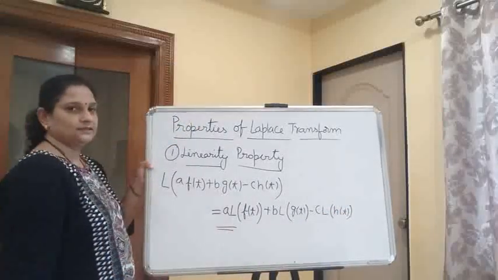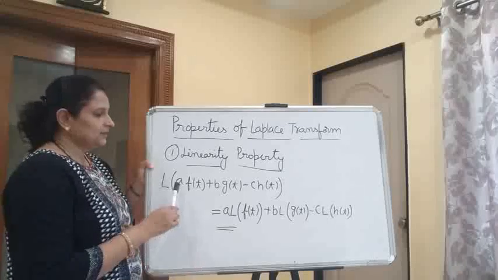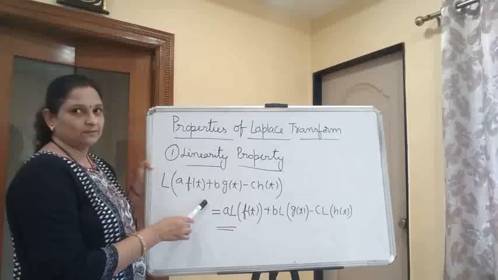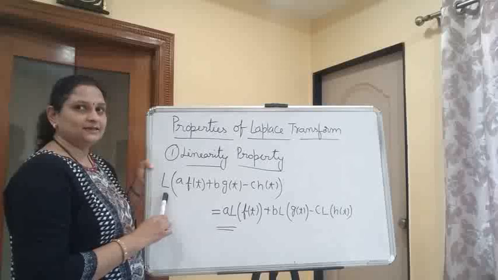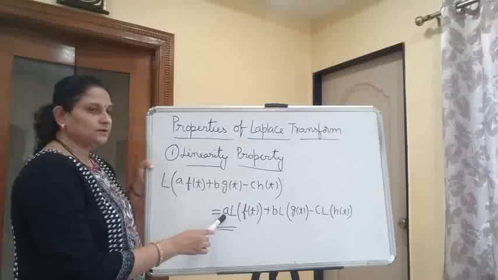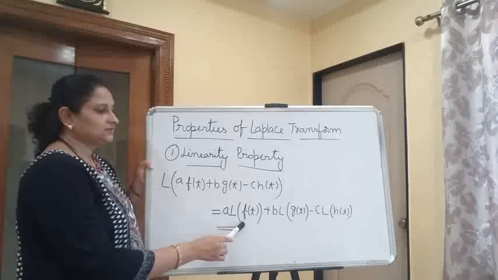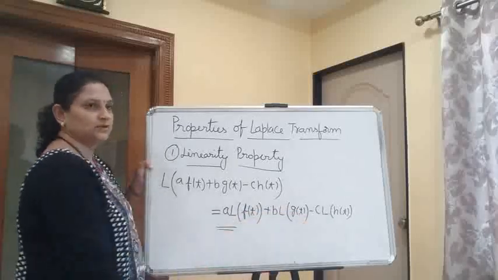So this is the linearity property, which says that if a constant term is multiplied by a function, then while taking its Laplace transform, keep the constant term out and just find the Laplace transform of the functions.